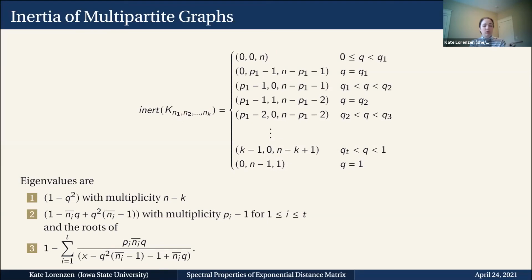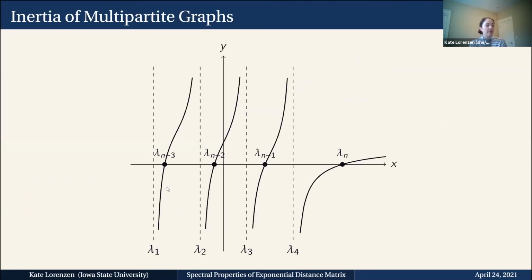So graphing the roots of this polynomial to see what is going on when I'm talking about most of my eigenvalues moving. Here I have this polynomial. I have my roots here with my eigenvalues, and they're bounded by asymptotes. And the asymptotes actually happen to be my eigenvalues of the second type.